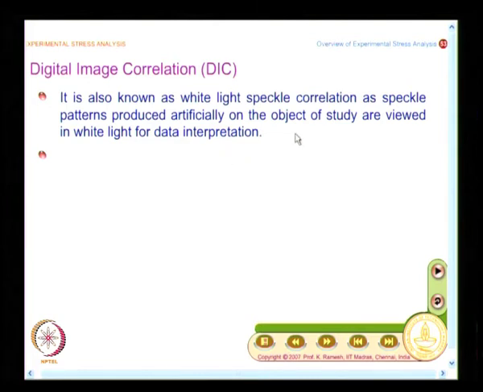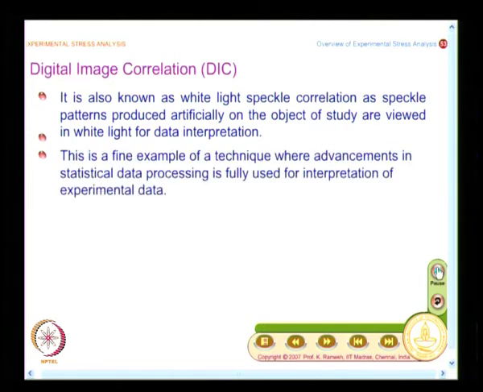So, you can really cover large areas comfortably, and this is a fine example of a technique where advancements in statistical data processing are fully used for interpretation of experimental data. I always felt that it is more of computer processing and less of the joy of looking at fringe patterns in real time.